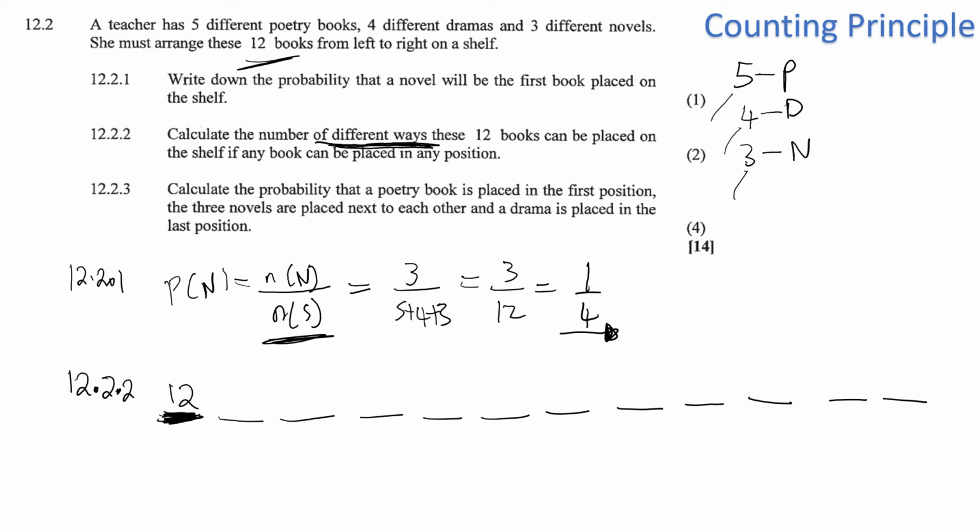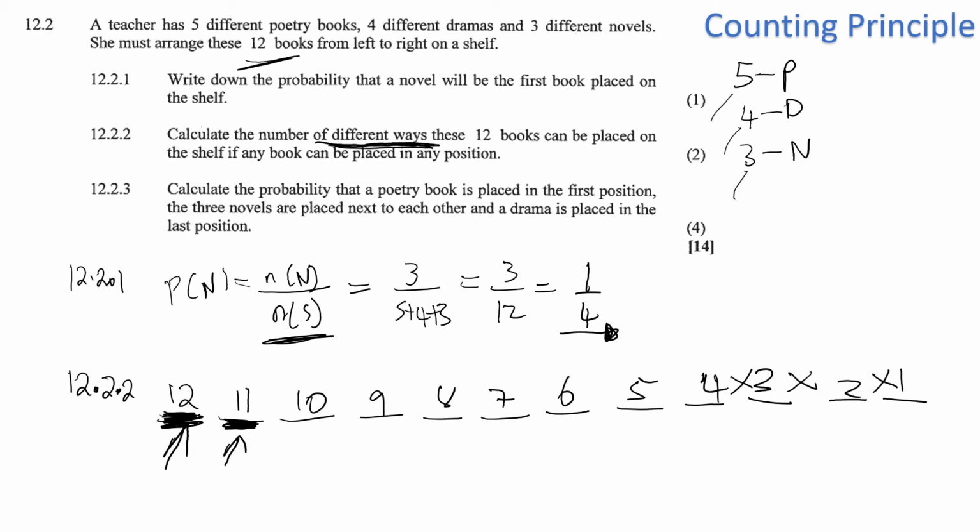As you proceed to the next seat, we assume that you have already placed the book there. So how many books are left that you can choose from? 11. As we move, we assume that you have already placed 2 books. How many books are left? 10, 9, 8, 7, 6, 5, 4, 3, 2, 1, like that.